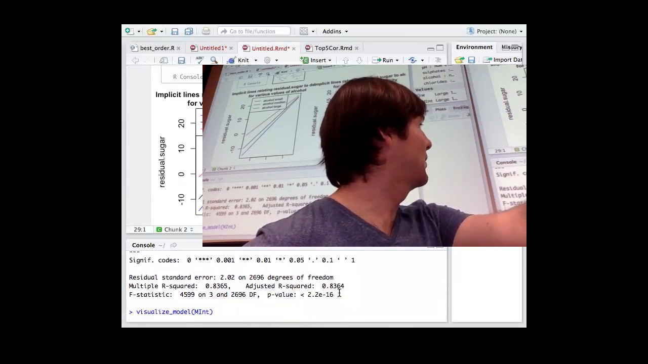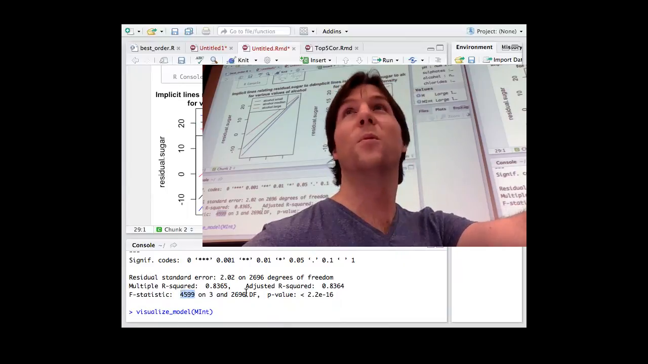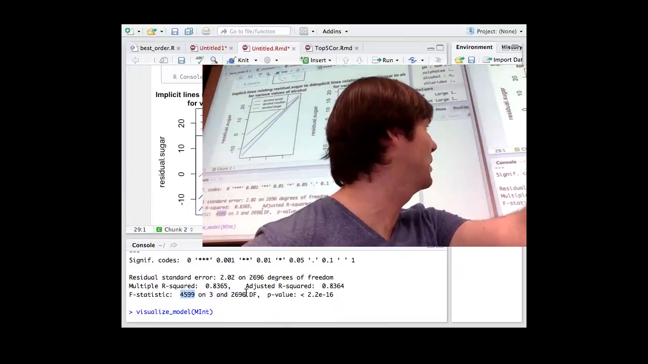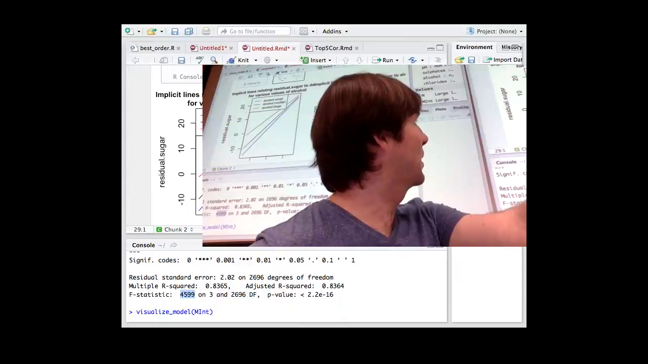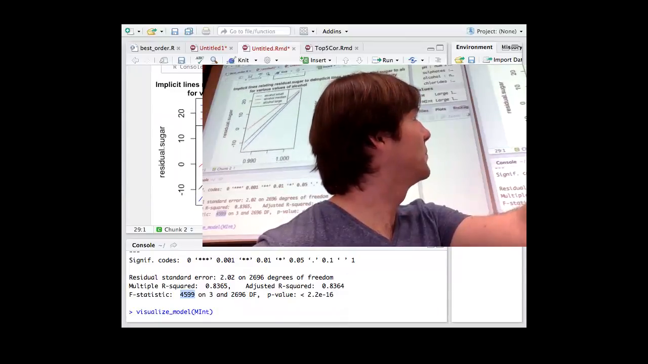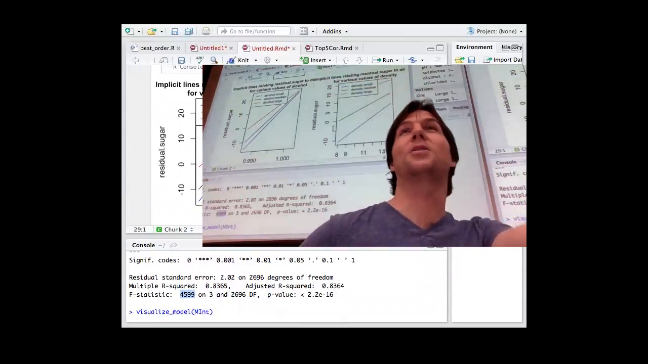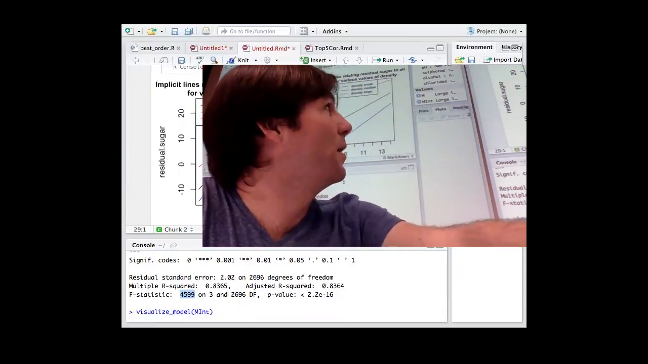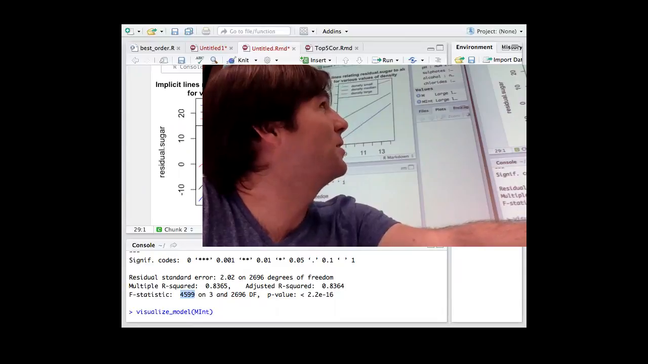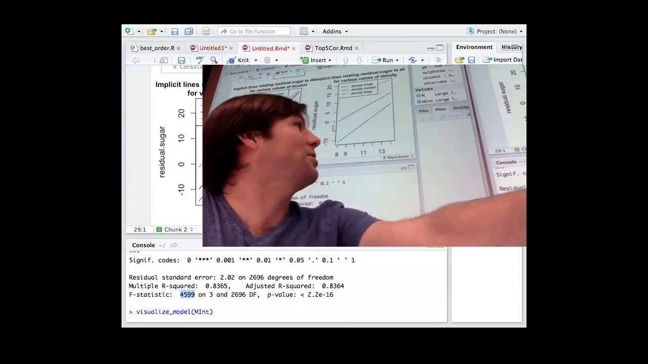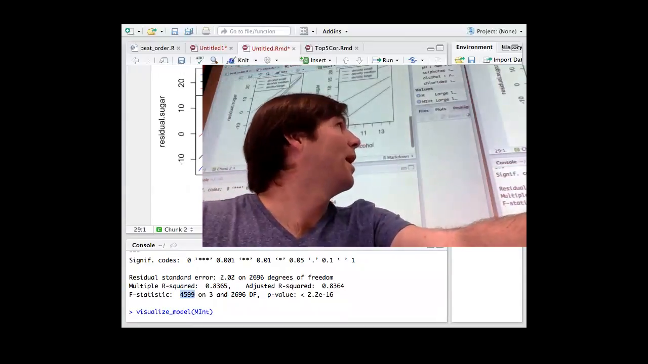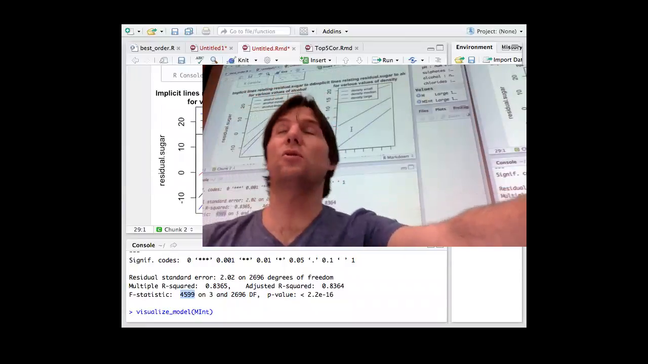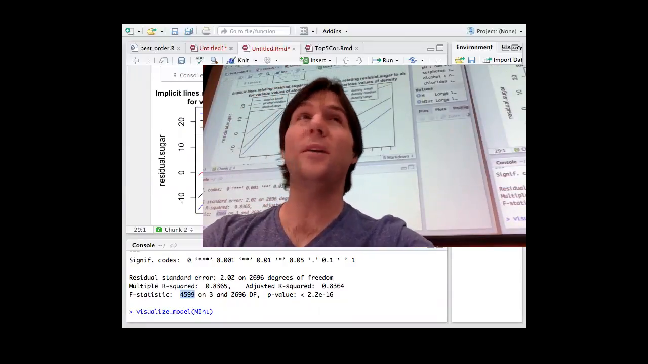Model is statistically significant again. Ridiculous F statistic, 4,600 times more than we would expect due to random chance being explained. What else we got? Explaining the interaction. When we explain the interaction here, we would say that at higher levels of density, the relationship between alcohol and residual sugar gets weaker.